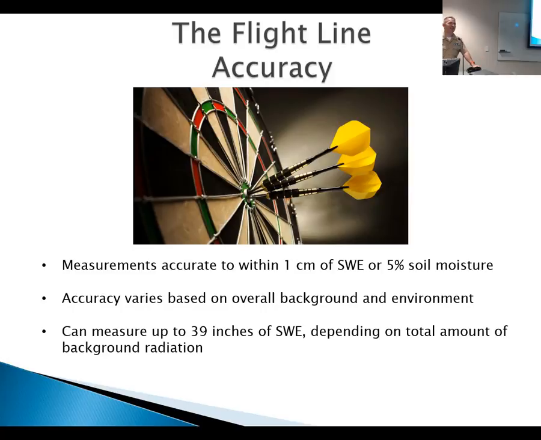The highest I've ever seen measured was about 30 inches. After that, you get divide by zero errors, and it just says there's too much snow to really know what's out there. It's still valuable, though, if you know that there's a lot of snow, that helps the forecasters.